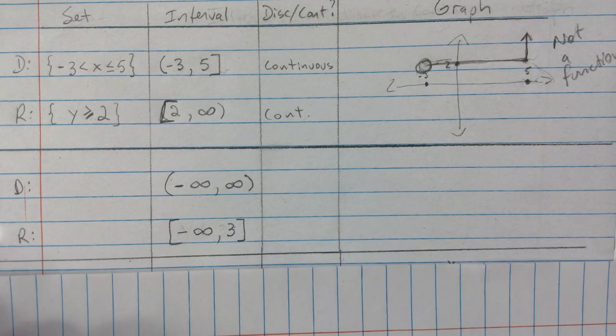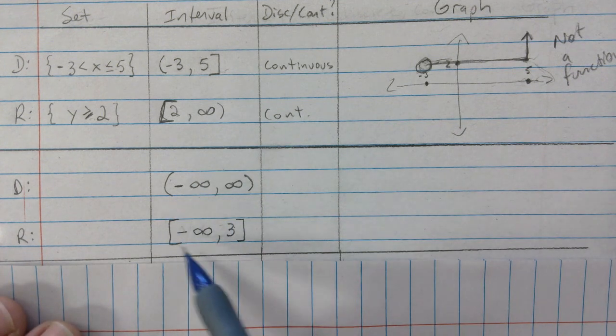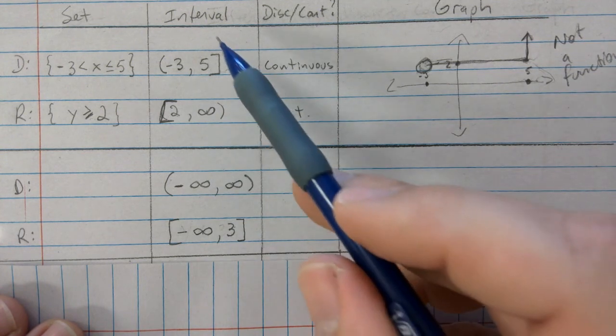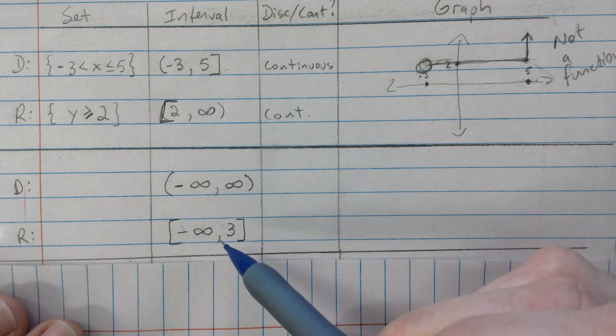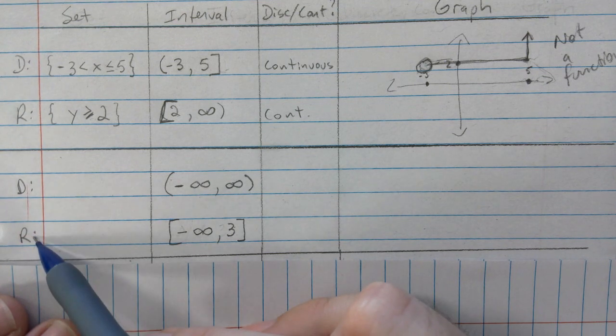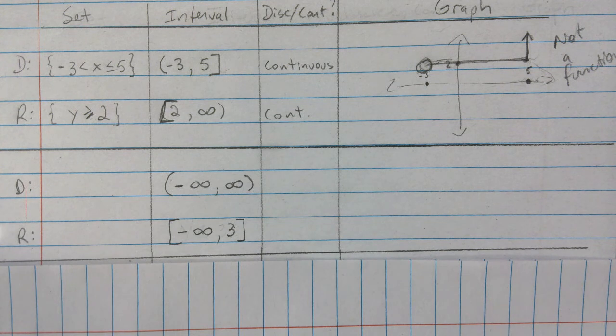So now let's do a different one here. This one. Copy this into the interval column, okay? You have your domain and range again. I leave some space in between. So you have your domain and range, and you write down those 2 there.